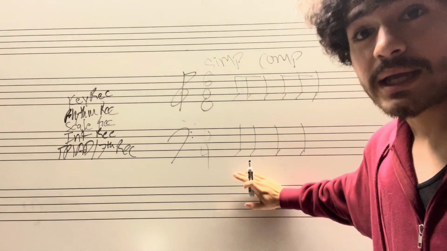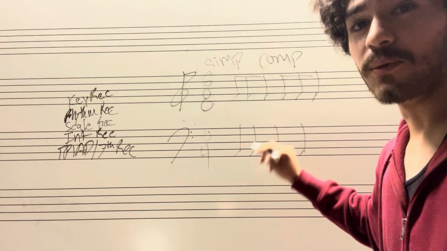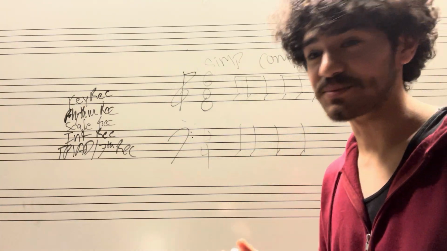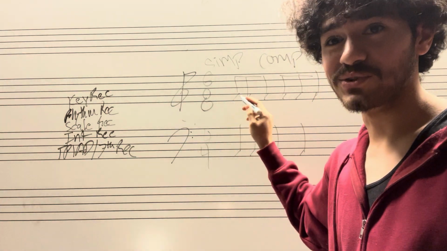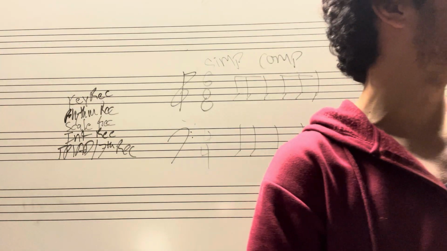Now I'm sure you already know how to count this: 1, 2, 3, 4, 1 and 2 and 3 and 4 and. That's simple meter. This is where it gets a little confusing in the compound. How do you count this?